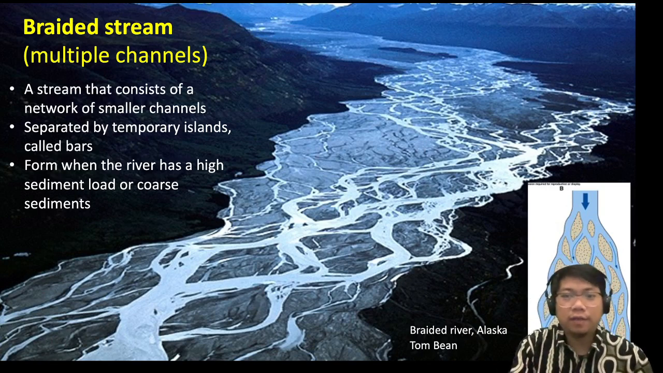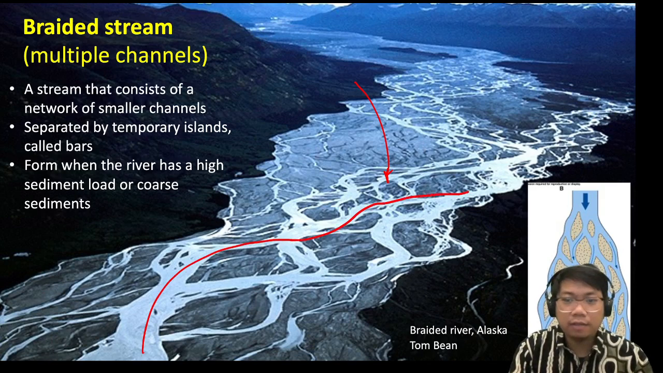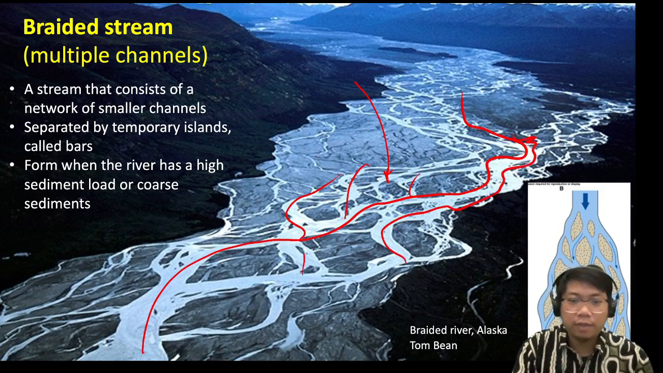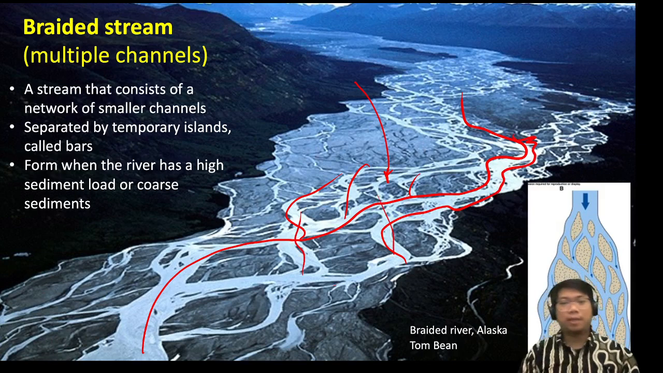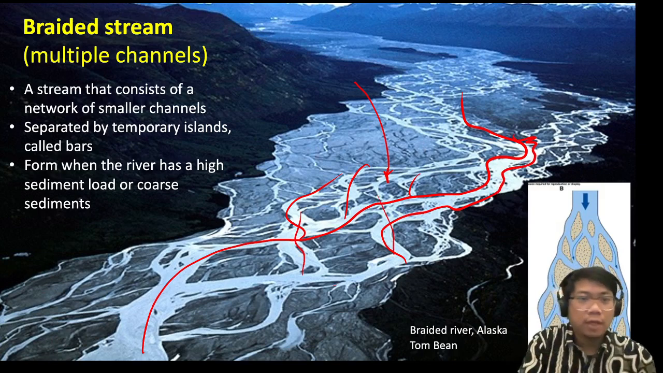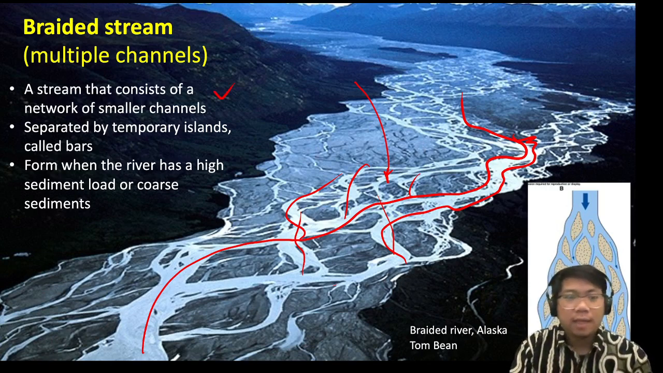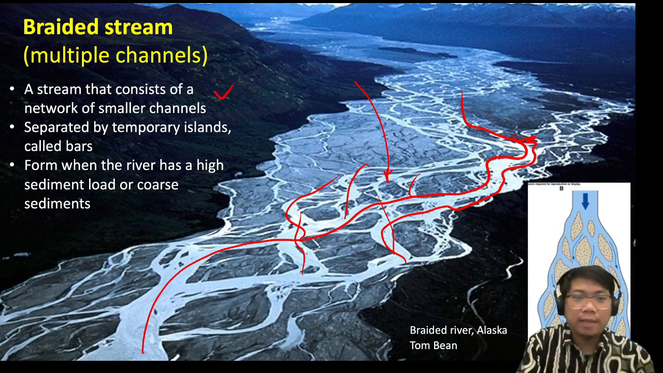As you can see in this picture right here, it consists of many channels that are going this way, and they are branching out and branching in. All those channels are basically intertwined with each other, right? And that's what characterizes braided streams or braided rivers. So basically, it is a stream that consists of a network of smaller channels, typically separated by temporary islands called sandbars.